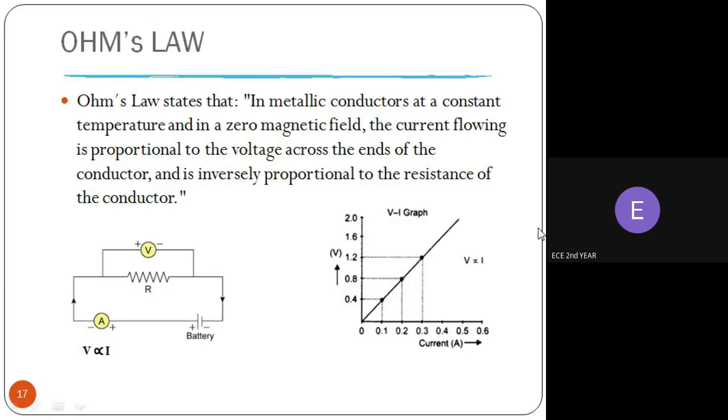The VI graph is shown here. The current increases linearly when the voltage increases.